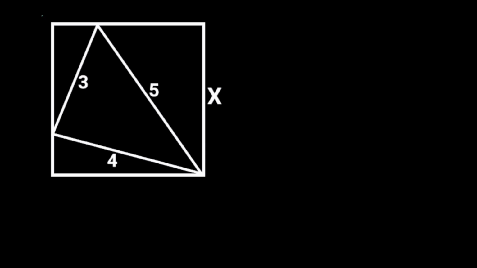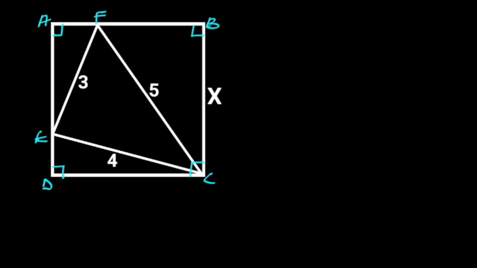To solve this problem, let's label the vertices of the square as A, B, C, and D, and this point E, and F. Next, let's take note of some details in the figure. Since the figure is a square, the angle in each corner is a right angle, that is 90 degrees, and all the sides of the square are equal.